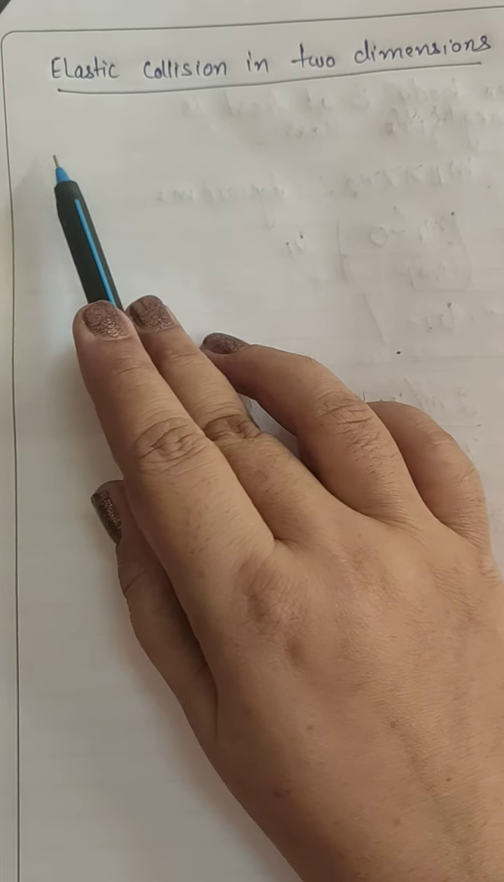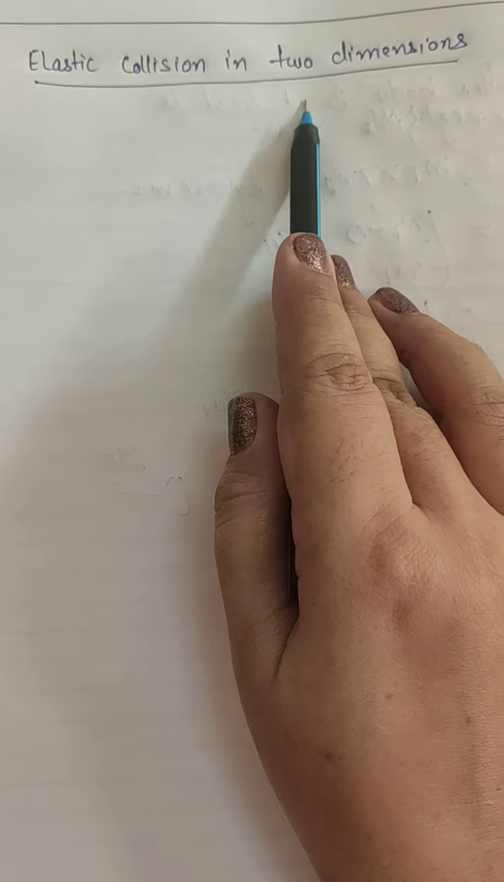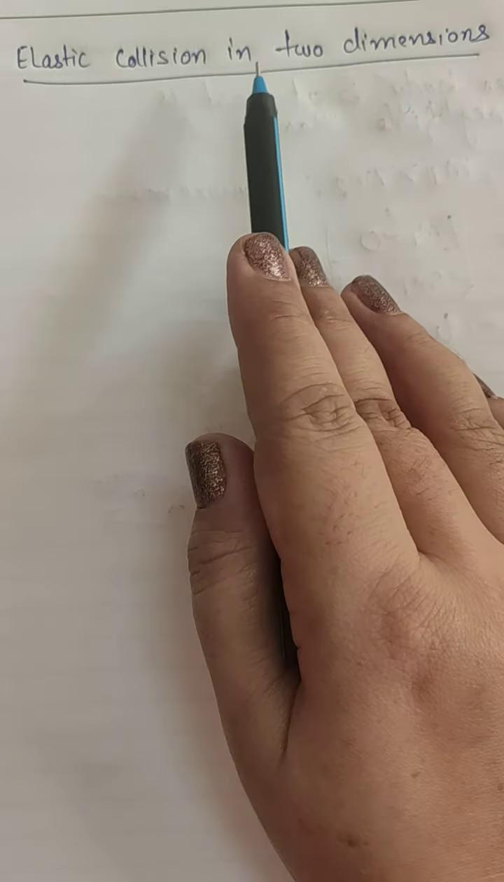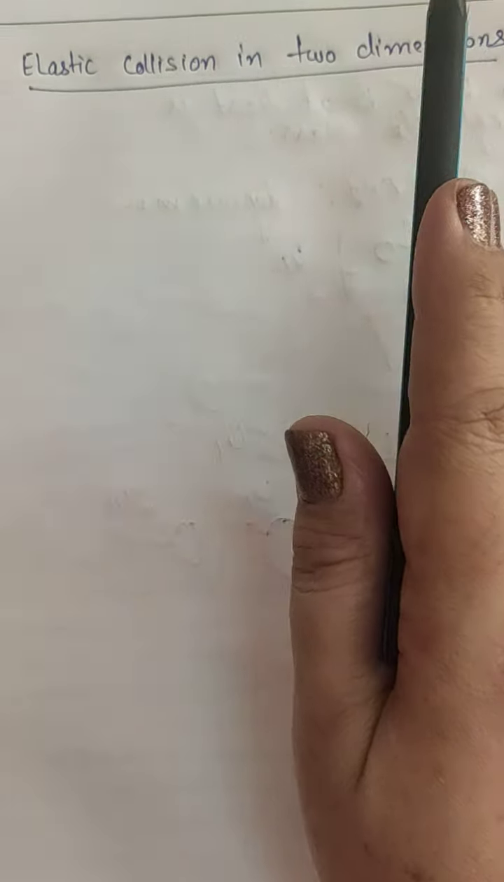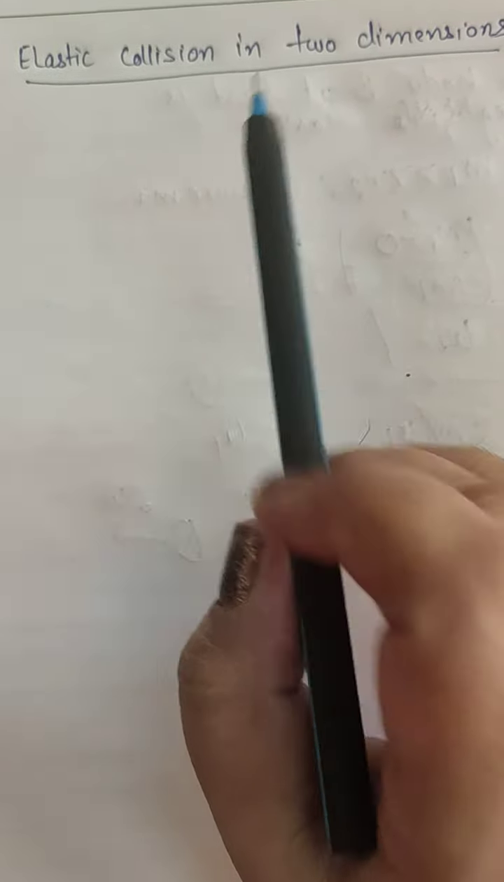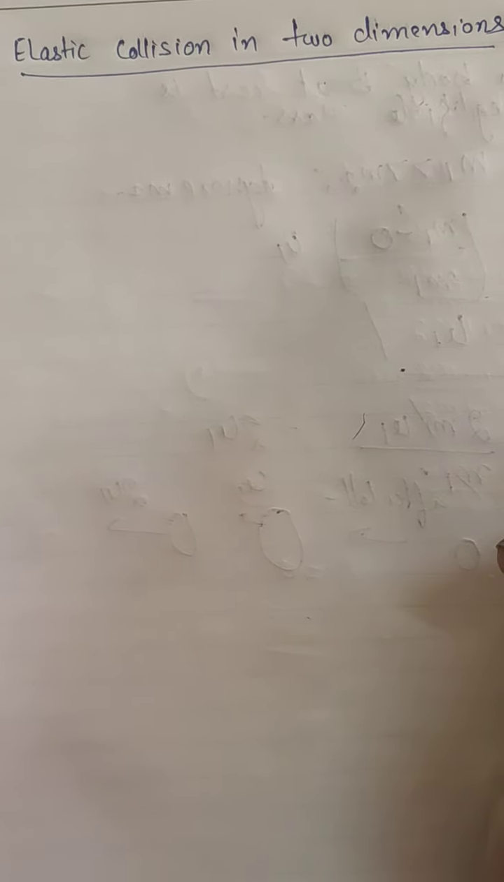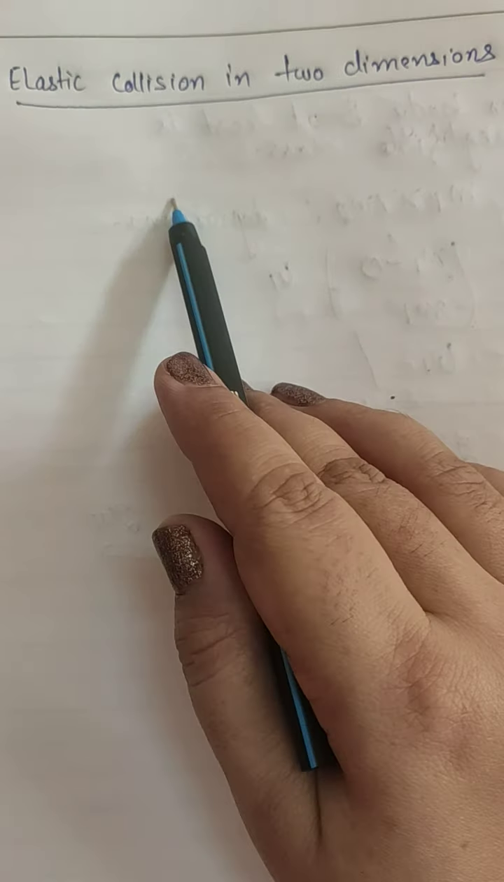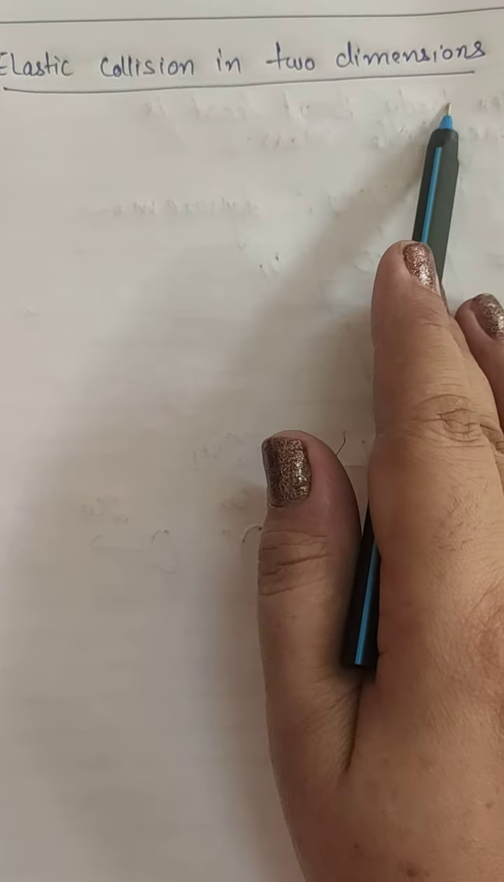Okay, students, our next topic is elastic collision in two dimensions, also known as oblique collision. Now, what does it mean? Firstly, we have studied that when two bodies are moving in a straight line, and after collision they keep on moving in the same straight line, then we call it elastic collision in one dimension.